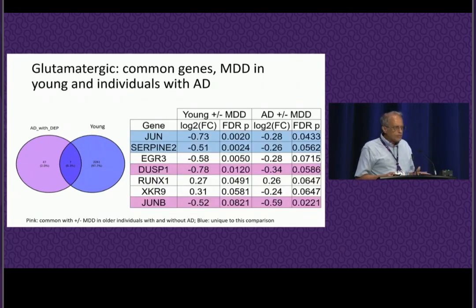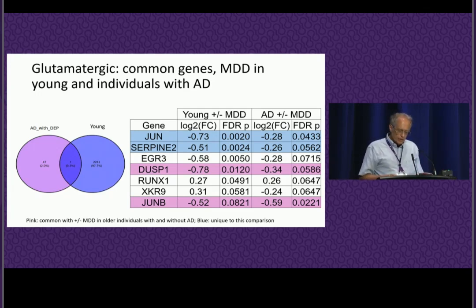Here we see the common and distinct glutamatergic DEGs contrasting samples from the young and the AD groups. There are 7 common DEGs. Fold changes generally have the same sign or direction and actually the same relative magnitude for these completely independent cohorts.